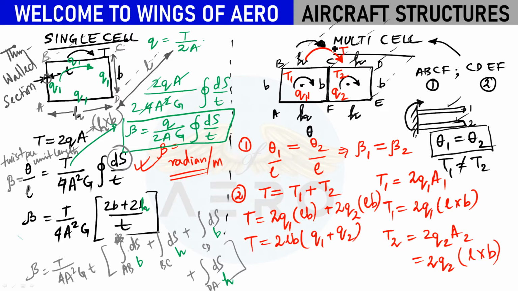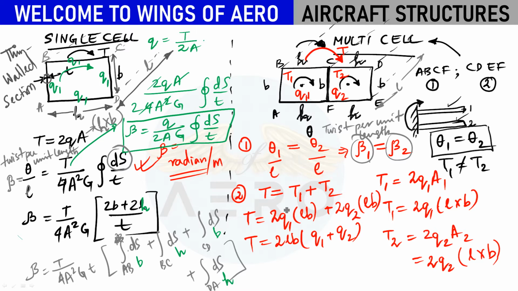Then when a torque, capital T, is applied, what will happen here? Their twist per unit length is going to be the same. That means beta 1 is equal to beta 2. Now what is beta? Beta refers to theta 1 by L, where L is the length of the beam of cell 1, and likewise the angle of twist per unit length for cell 2. This is one condition.